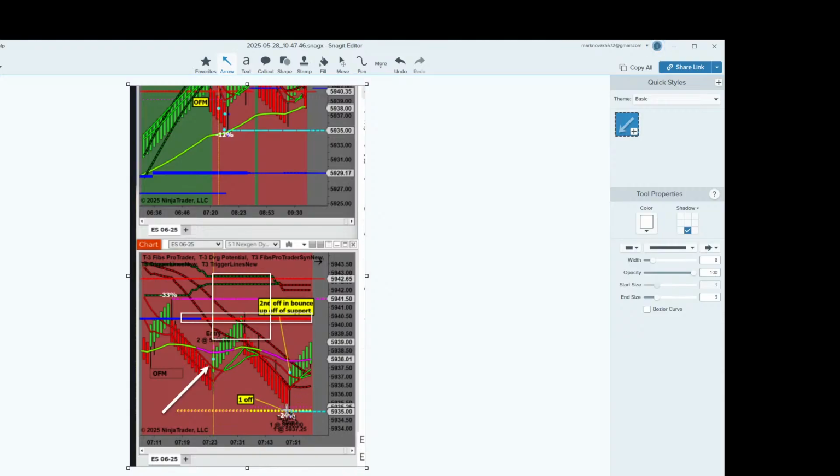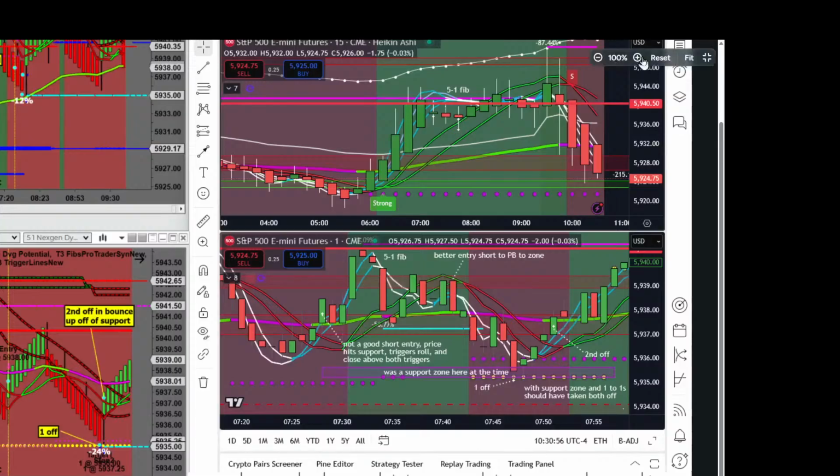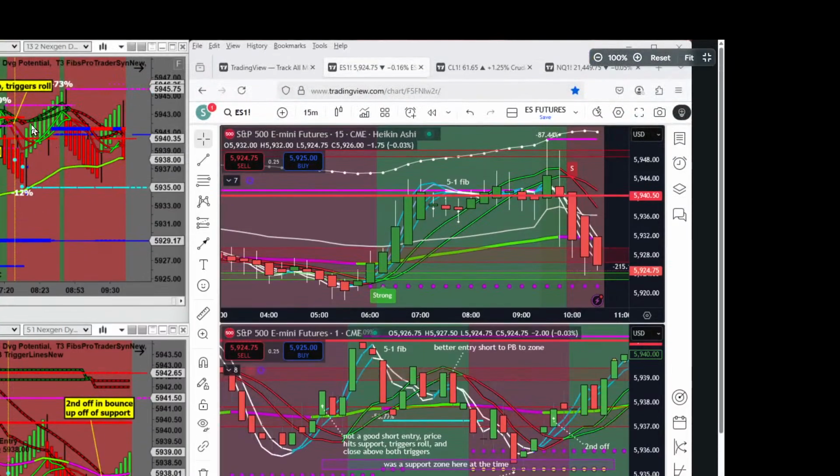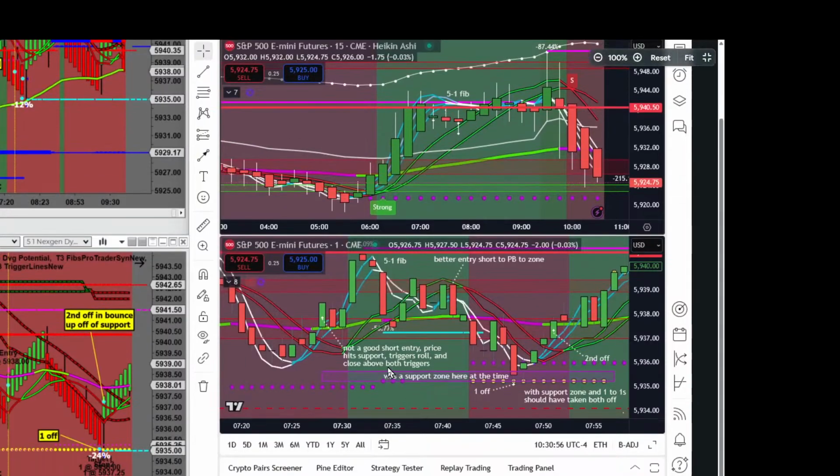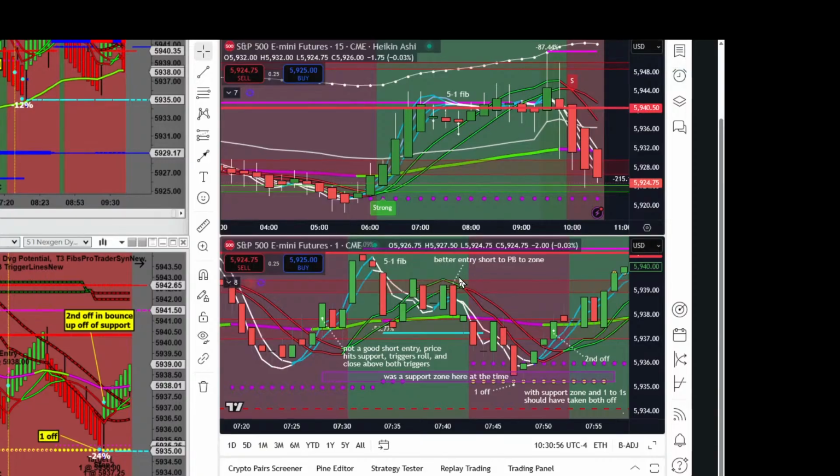And then when it hit that 1-to-1, when that divergence printed, that's when the gap theory kicked in full tilt. Good stuff, man. And then over here, not a good short entry. Price hit support. Triggers roll, close above the triggers. Was support zone here at the time. Better entry short.